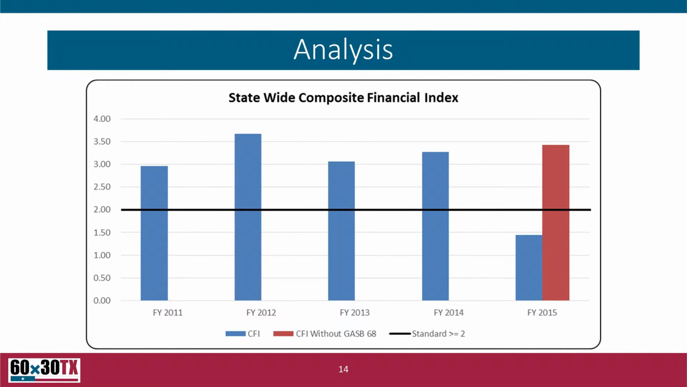Now, the statewide composite financial index, that's a summary representation of those 4 areas that we looked at previously. And you can see that while the CFI shows below the standard, you can see the large-scale impact that GASB 68 had. Longitudinally speaking, and apples to apples, we can see that they're in a better position statewide than we were last year, and commensurate with what we've seen in previous years.